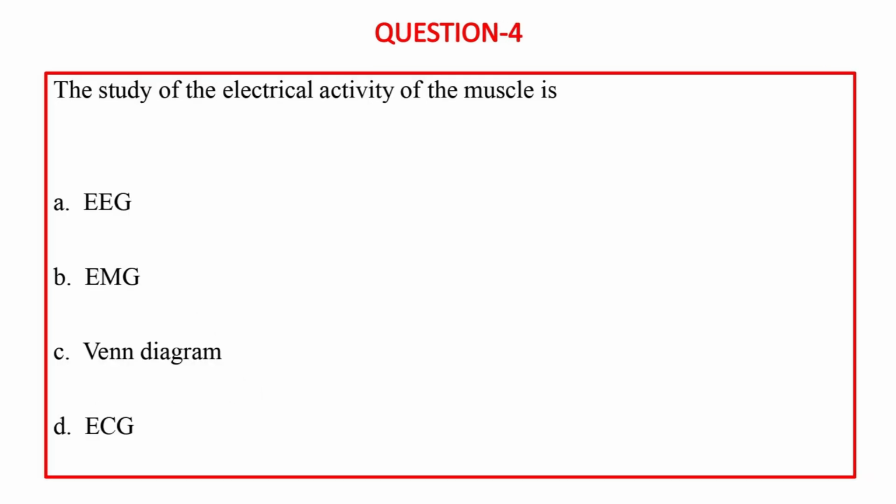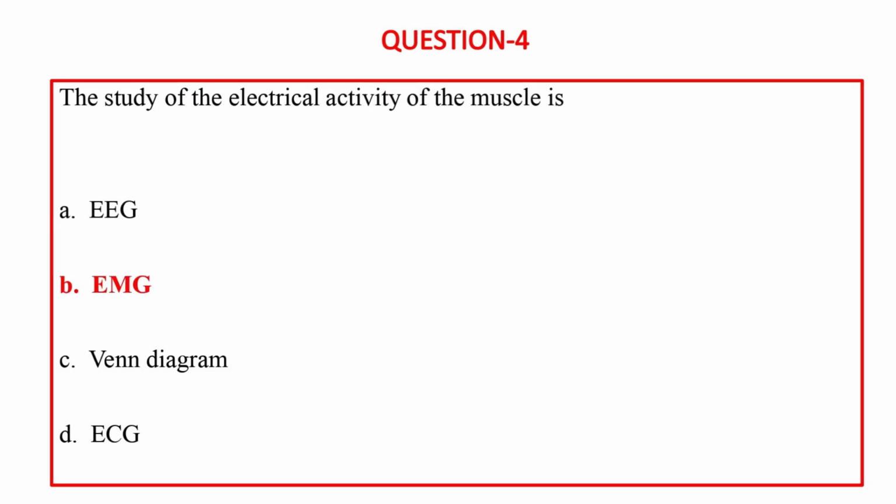Moving on to question number 4. The study of the electrical activity of the muscle is, they've given EEG, EMG, Venn diagram, and then ECG. The answer to this question is B. EMG, which is electromyography.